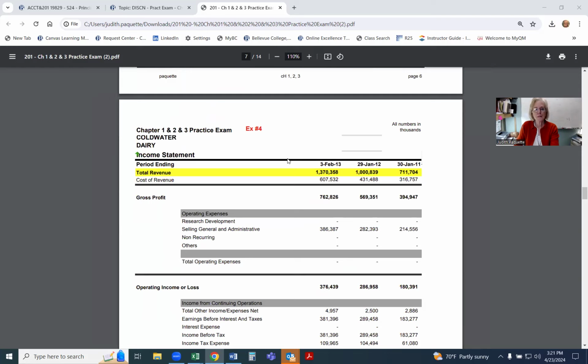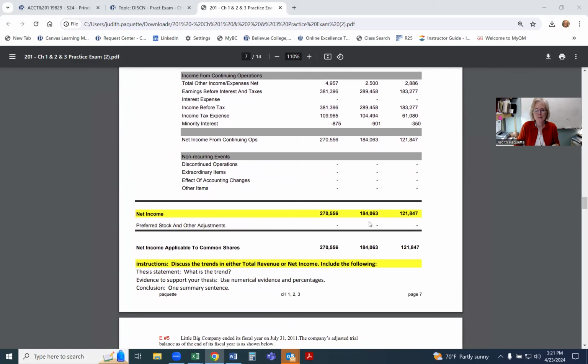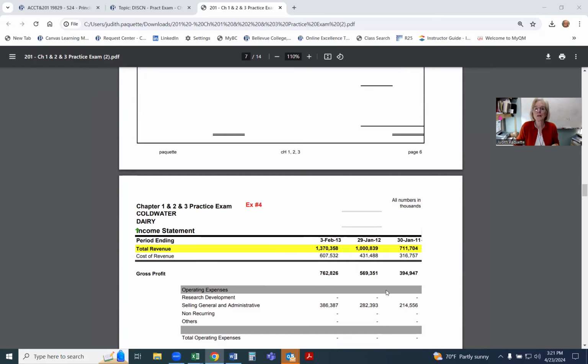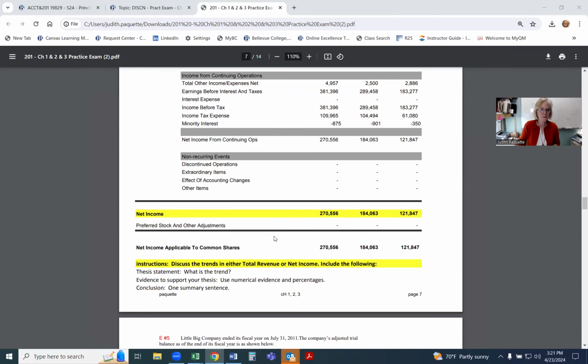Here we have an essay question and I've highlighted revenue. This is a company. Here's their total revenue for 3 years, 3 years of financial statements. This is called a pillar format, so we can get 3 years of data. And down here is net income for 3 years: 121, 184, 270. And it's 2011, 2012, and 2013. So right off the bat, you can tell me net income is growing. And then here's my instructions. Discuss either total revenue or net income for the 3 years and discuss the trends. Was the trend favorable, unfavorable, or neutral? And then use numeric evidence and percentage growth rates to support what you said. And then just a quick summary sentence, okay?